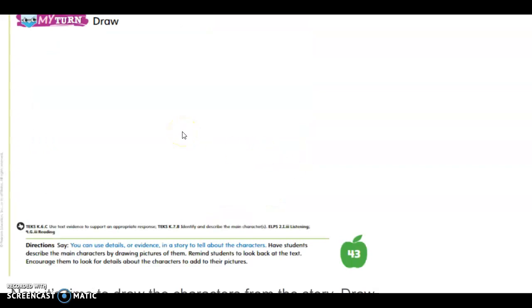Now it's your turn. Draw the characters from the story. Remember, the characters from the story are the people or animals that are in the story. Draw the characters from Mission Accomplished on page 43.